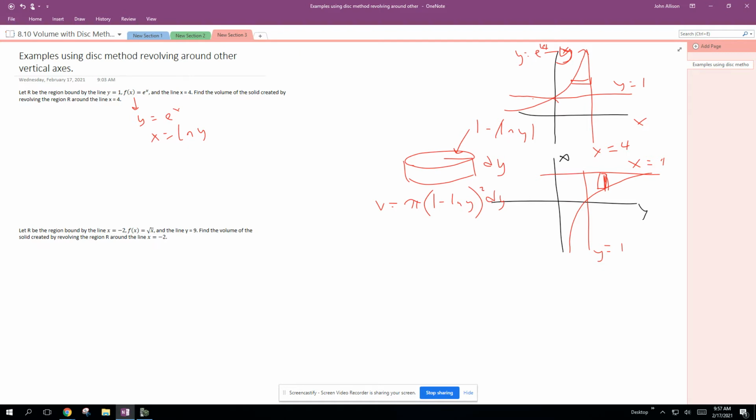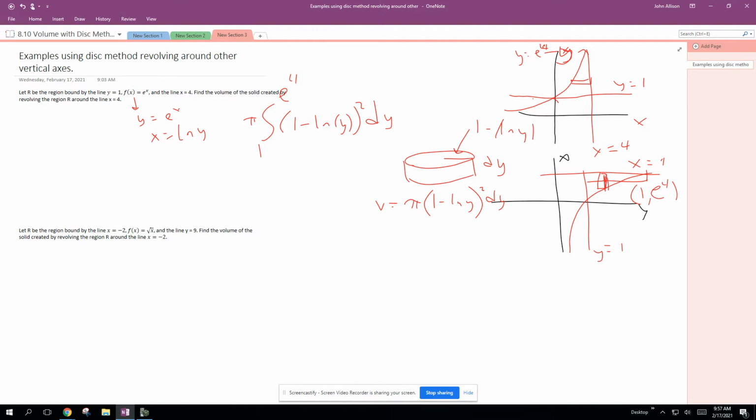Then I'm going to integrate that from the line y equals 1 until I get to, we said this was y equals e to the 4th. X equals 1, y equals e to the 4th. So we're going to integrate from 1 to e to the 4th, bring the pi outside, 1 minus ln y, all squared inside the integral, dy. And that will give me my volume.